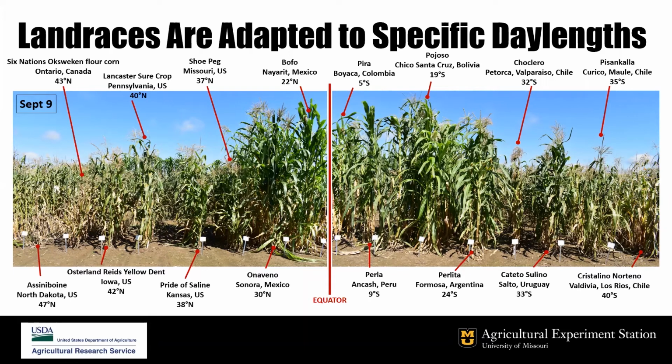By the time we get down to the temperate zones of Uruguay and the southern parts of Chile, those growing conditions are very similar to the Corn Belt in the United States. So it's clear that we can't just take any landrace from someplace in the Americas and grow it in Missouri because they're unadapted. But the question is, how far can we push the limits here?